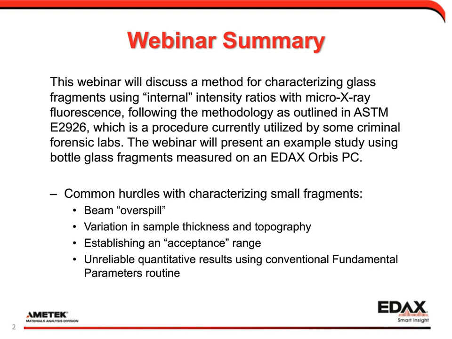So some common issues and common things that have been discussed in this context are beam overspill, and also the effect of variation in sample thickness and topography, which again will impact the quantitative data.